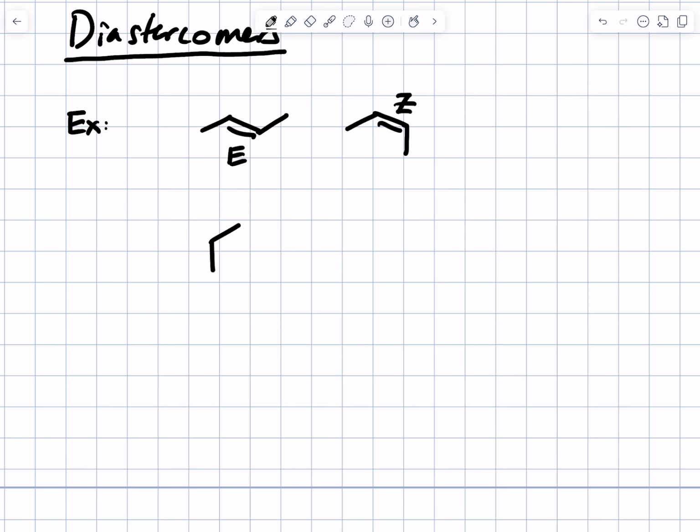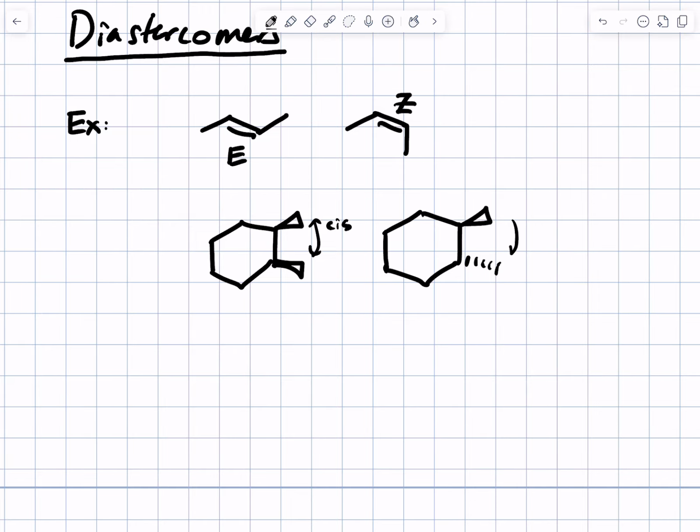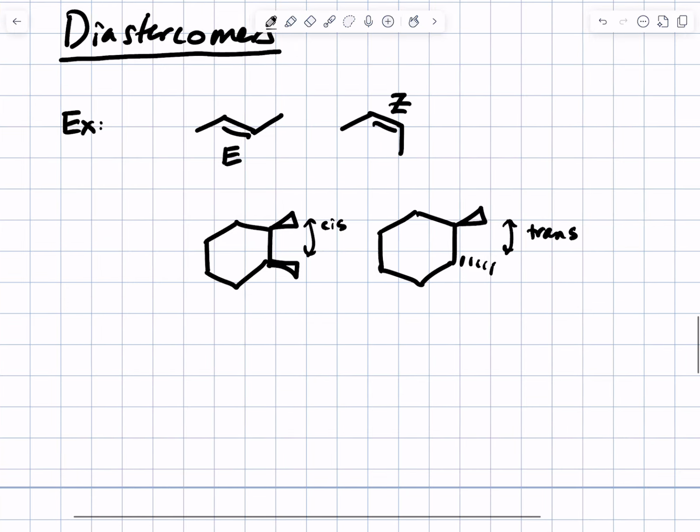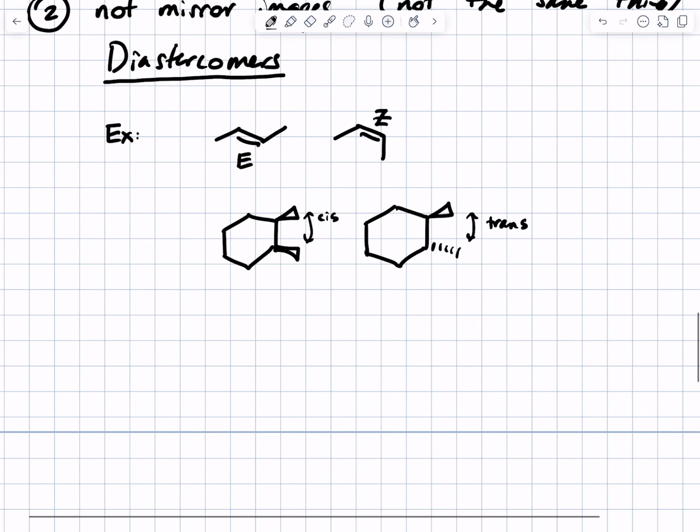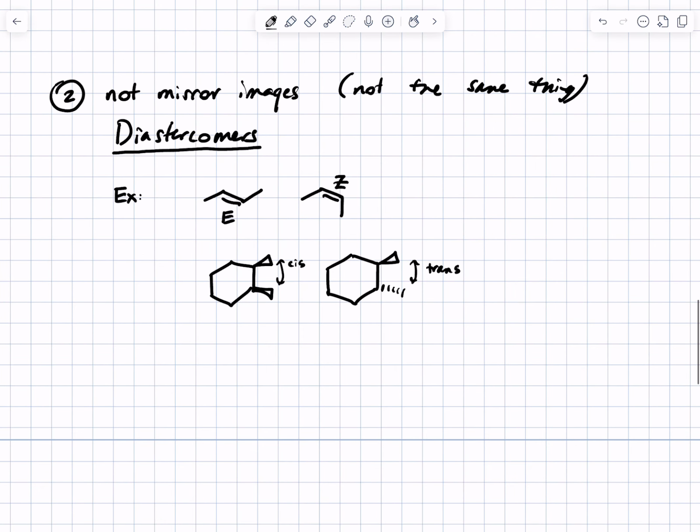Another example of diastereomers would be this one. These two molecules. In the one on the left, the methyl groups are cis to each other. In the one on the right, the methyl groups are trans to each other. Again, these two are not mirror images of each other, so they have to be diastereomers.